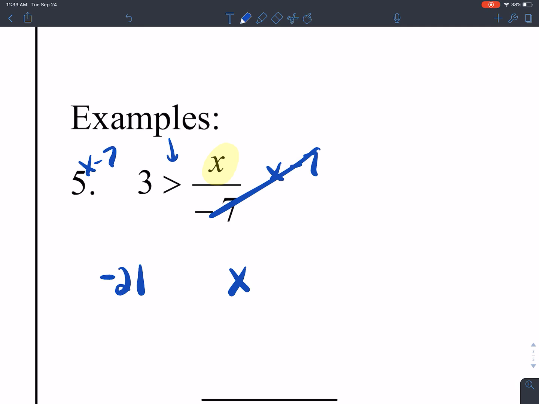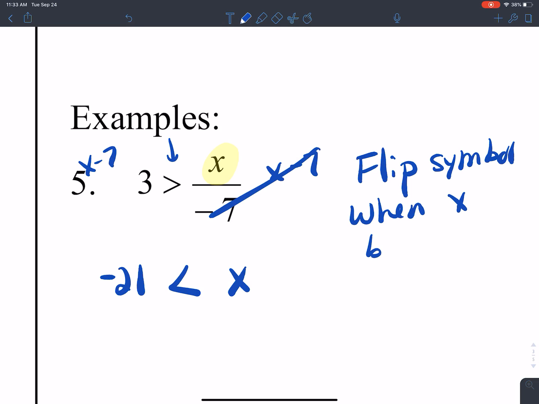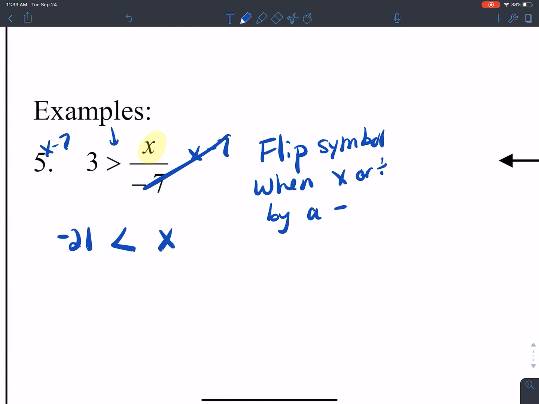It used to be opening towards the left. Now it needs to open towards the right. So we need to flip the symbol when we multiply by a negative, or divide, but this was just an example of multiply. So that's the only thing that's different here, is we need to flip the symbol.